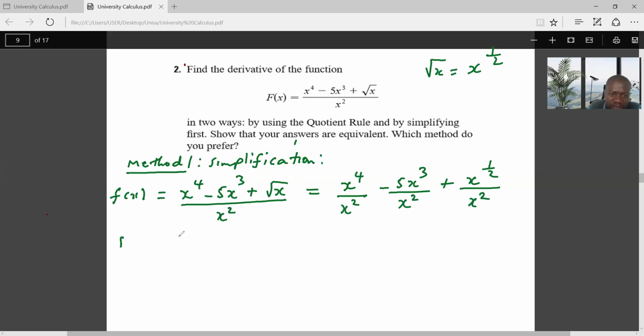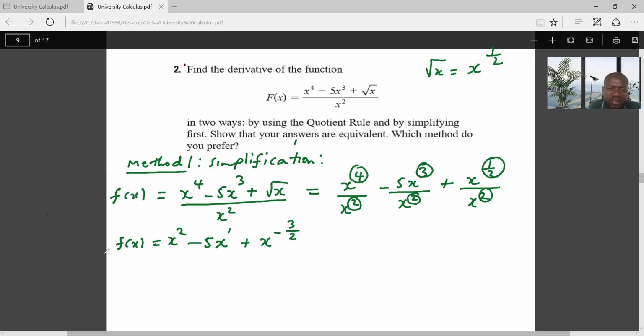Then now we're just going to use the exponent law. When the base is the same, we take one base and subtract the powers. So this will be 4 minus 2, which is just x squared. Minus, then here, same base, subtract. So this will be 3 minus 2, which is x to the power 1, plus same base and subtract. So it means it's half minus 2. So half minus 2 will be negative 3 over 2. So it will be x to the power minus 3 over 2.